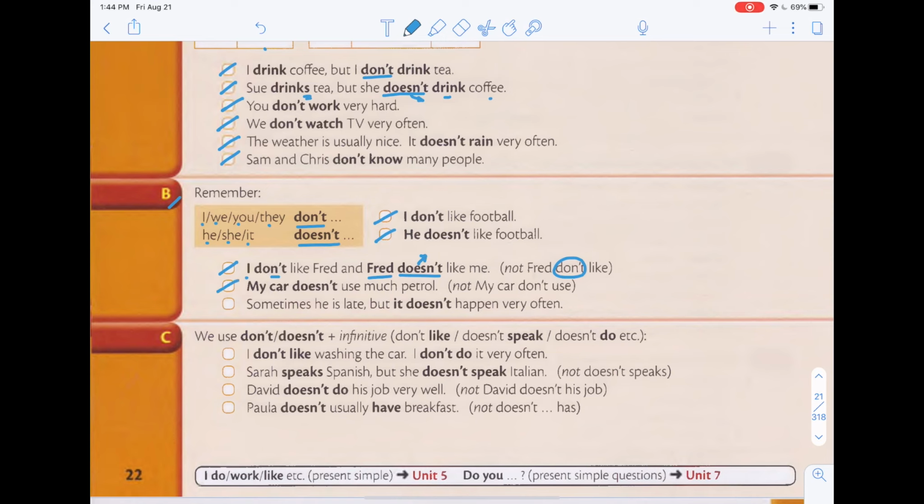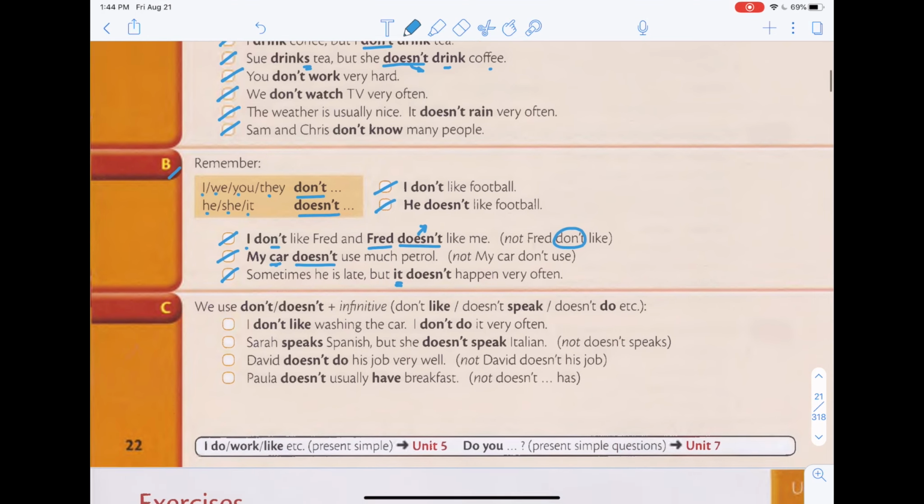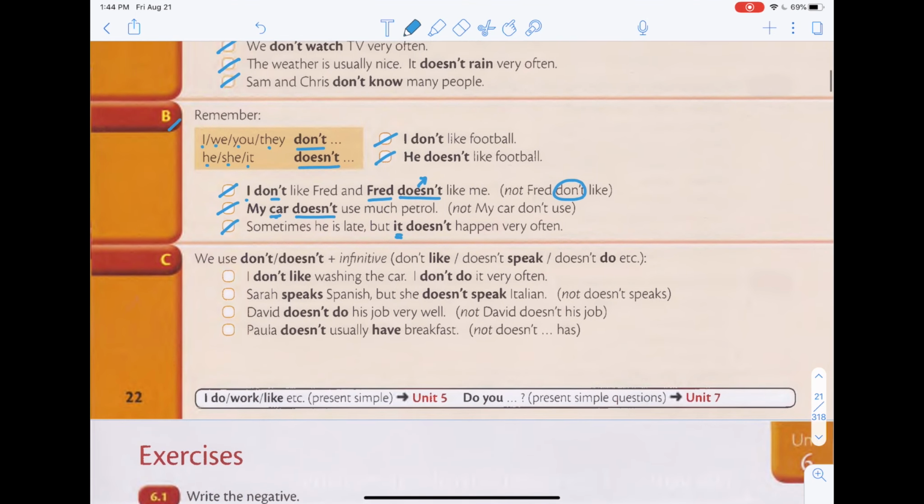So over here, my car doesn't use much petrol. Alright, because my car, this is it. So my car doesn't use much petrol. Next, sometimes he is late, but it doesn't happen very often. Alright.